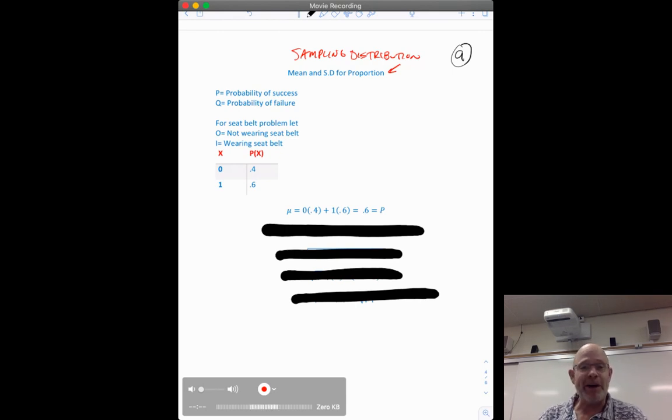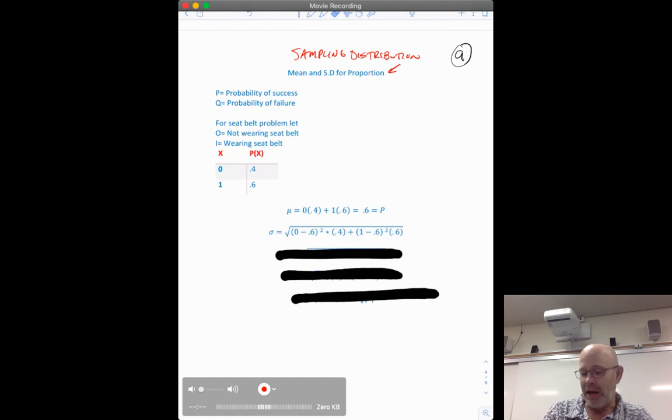So the first step to find the mean is just 0 times 0.4 plus 1 times 0.6. Okay, that's that math. We've done that before. Again, your calculator could do this for us. And we get 0.6, which happens to be P, which is what we'd expect, right? We'd expect whatever the probability of my population is to get roughly the same answer when I take a sample.